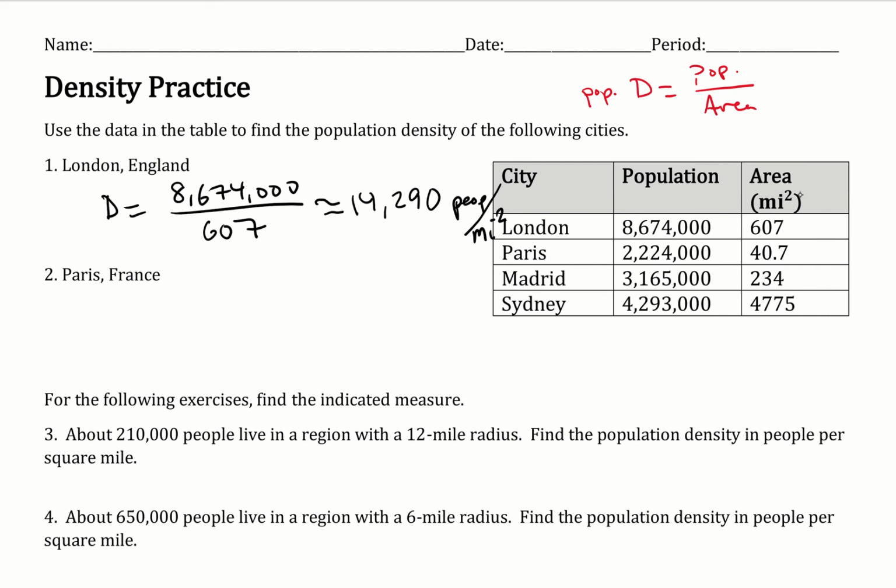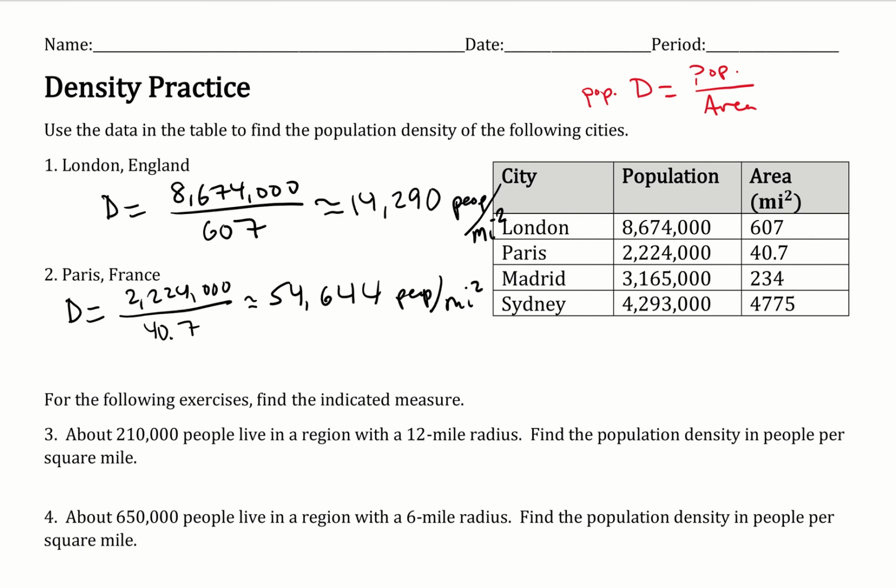All right, so Paris, France, the density of Paris is 2,224,000 people over 40.7 square miles. We get 54,644-ish, just rounding this to the nearest whole. We got people per square mile.